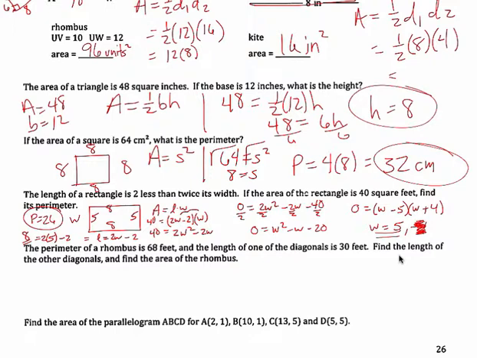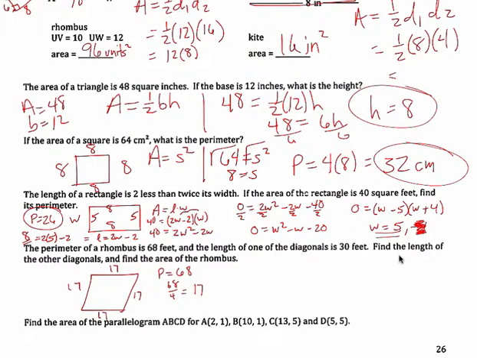The next one says the perimeter of a rhombus is 68 feet and the length of one of the diagonals is 30 feet. Find the length of the other diagonal and find the area of the rhombus. Again, let's sketch this out so we can see it. I know that in a rhombus, all 4 sides have to be the same, so I'm going to do my best to keep them the same. And it says the perimeter is equal to 68. Well, there are 4 of those sides, so 68 divided by 4 is going to give me a side length of 17. So I know that each of these sides on this rhombus are going to be 17.